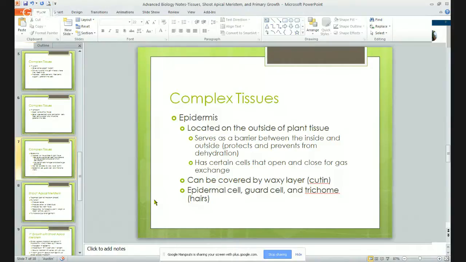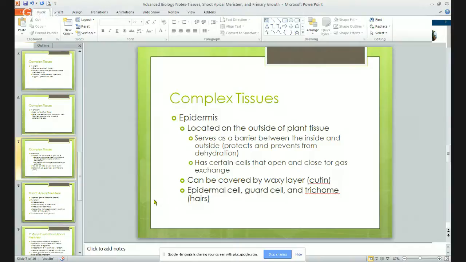I've written stoma there, and that means it's singular. If you wanted to talk about multiple stoma, you would call them stomata. I'm not really going to go over that, but just so you know, when I'm referencing stoma or stomata, it's just singular or plural. You don't call them stomas. But that's where we're going to stop for now.